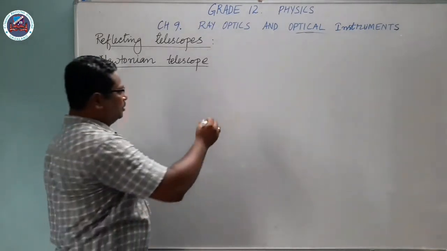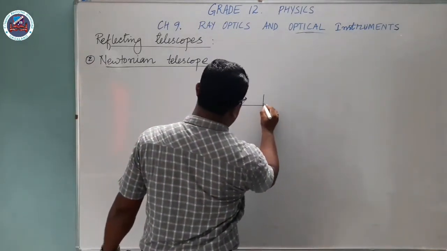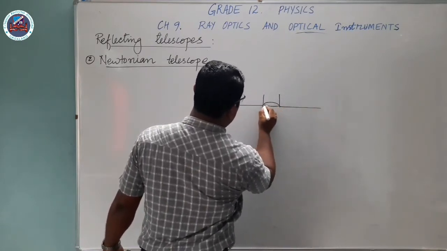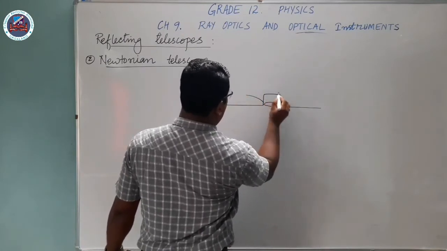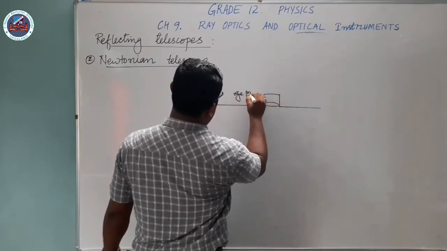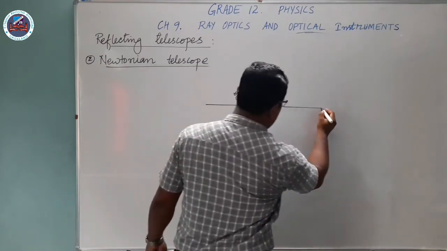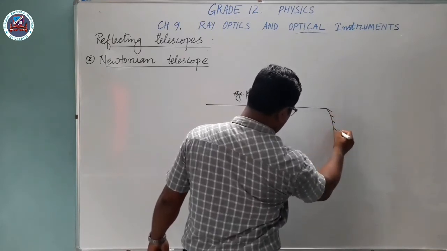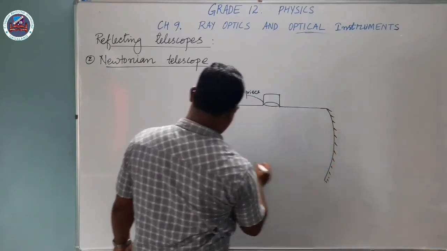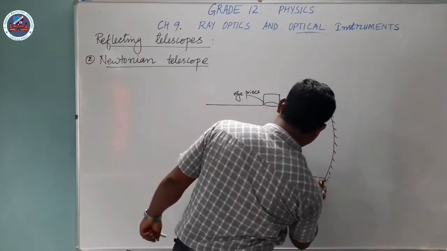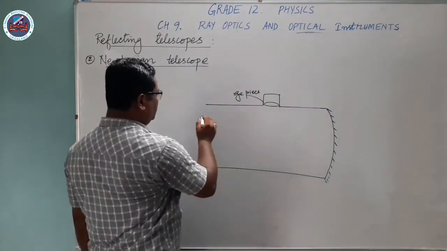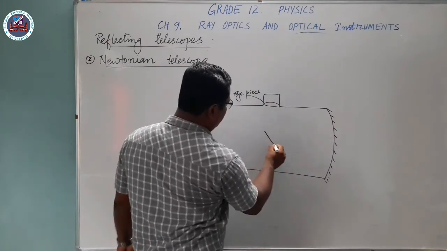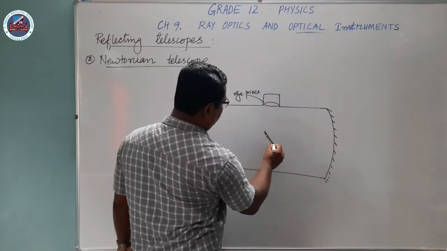Newton made a telescope like this. The tube looks somewhat like this. Here you have the eyepiece. He also used a parabolic mirror, a concave mirror. This is the telescope tube. In the middle there is a plane mirror, he used a plane mirror inclined at an angle of 45 degrees.